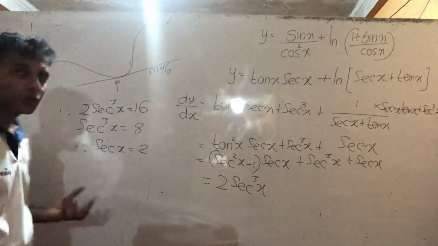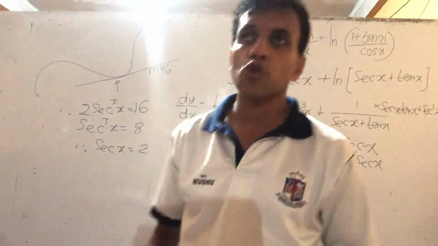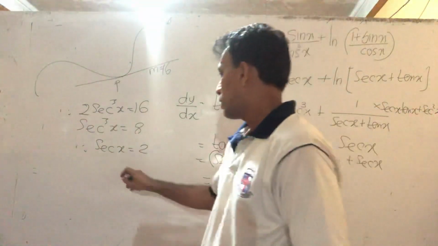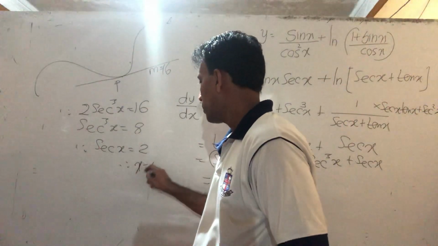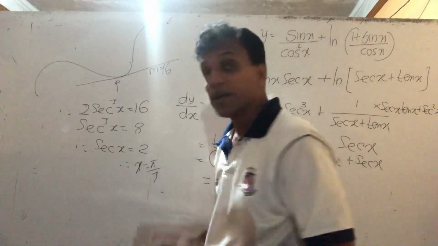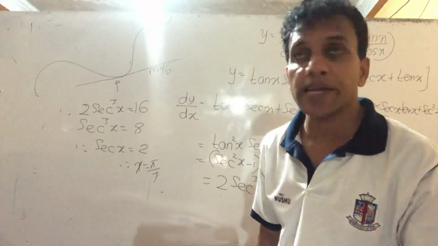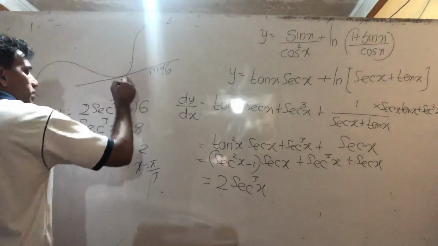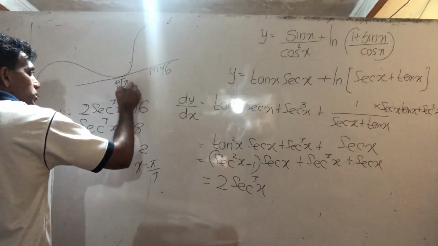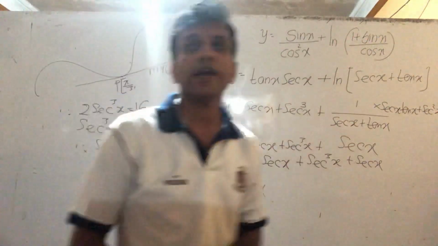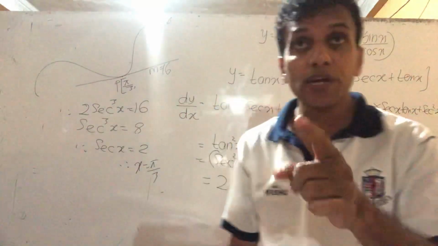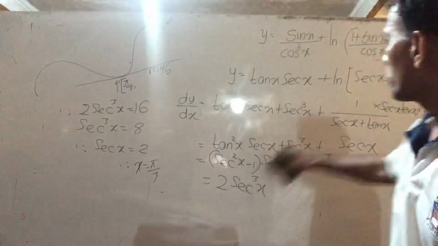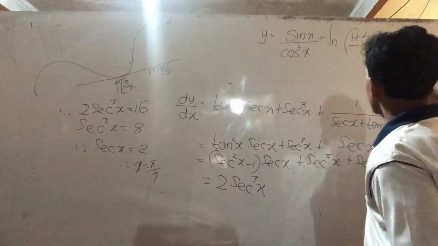No? What does sec x equal to 2 mean? Cos x is half. Sec x equal to 2 means cos x is half. Therefore x is what? 60 degrees, pi by 3. Therefore x equal pi by 3. What does x mean here? X coordinate. The x coordinate of this point is pi by 3. They have shown that. So what is the y coordinate? Put x equal to pi by 3 here, find the y answer.